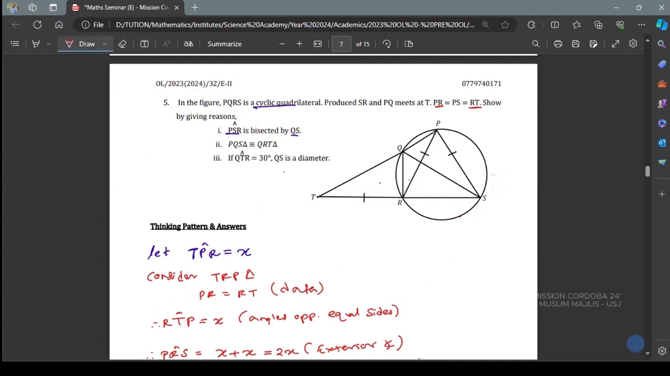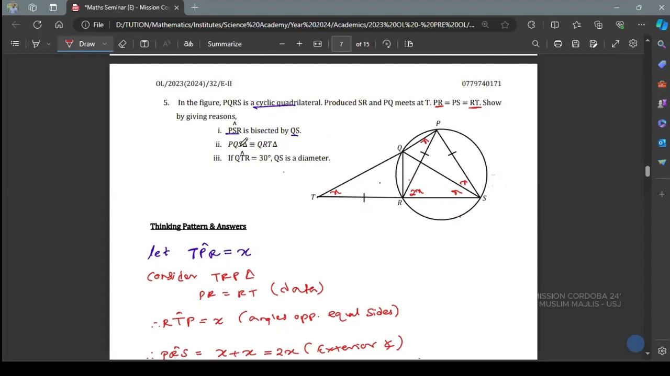So we proved we have taken this X. With the help of this one, we have taken this as X. With the help of these two, we prove that this is 2X. With the help of this 2X, we prove that this entire big angle is 2X, and it's bisected by this QS. Therefore, this is X and this is also X. So this is what we proved so far, right?